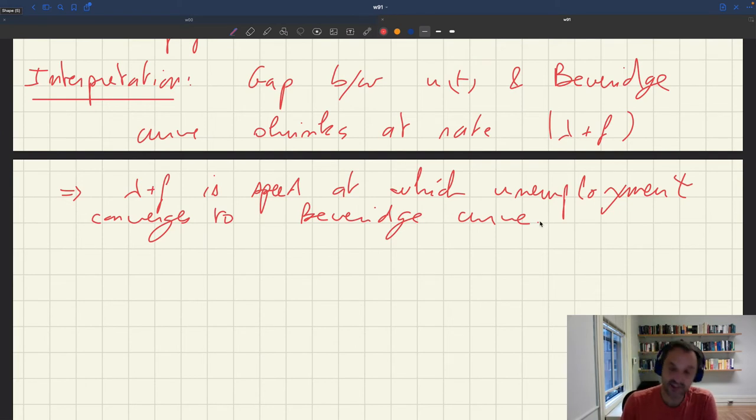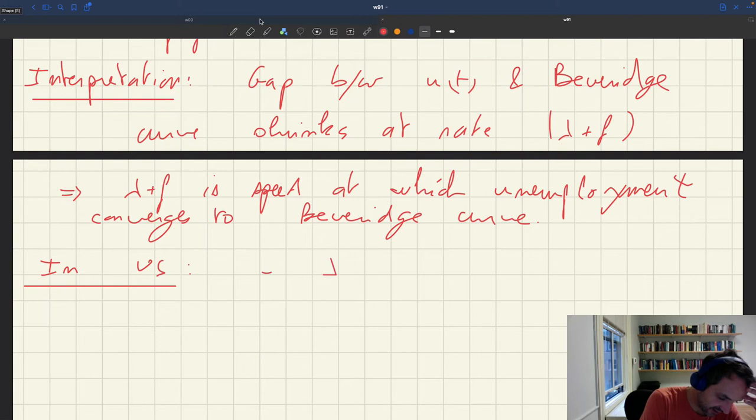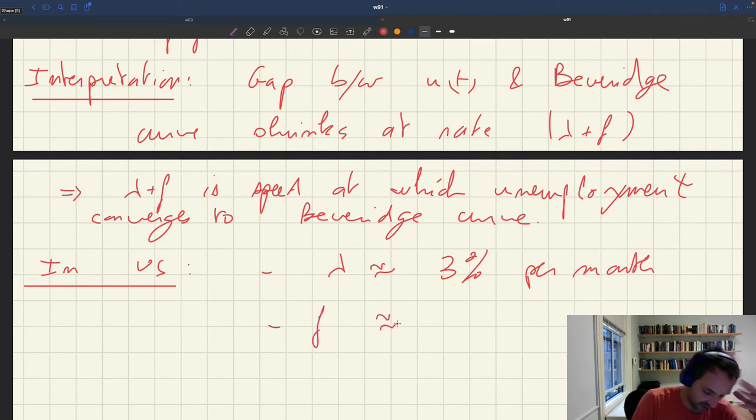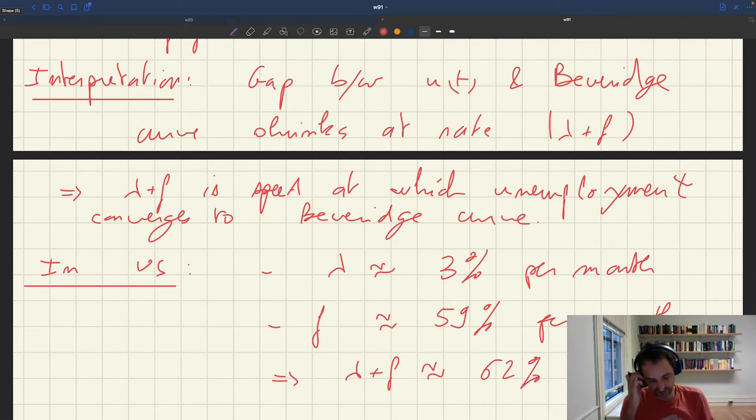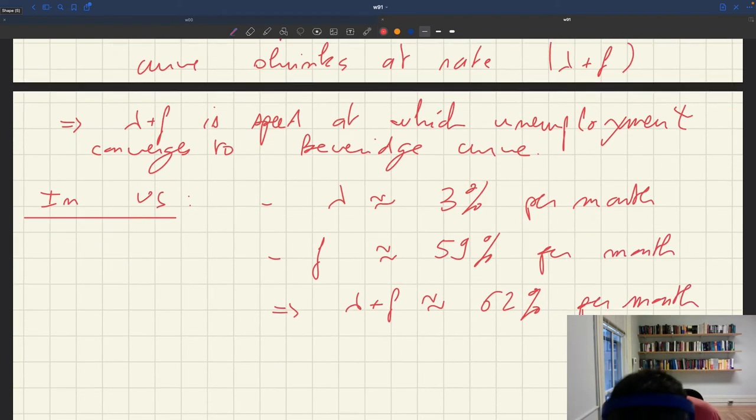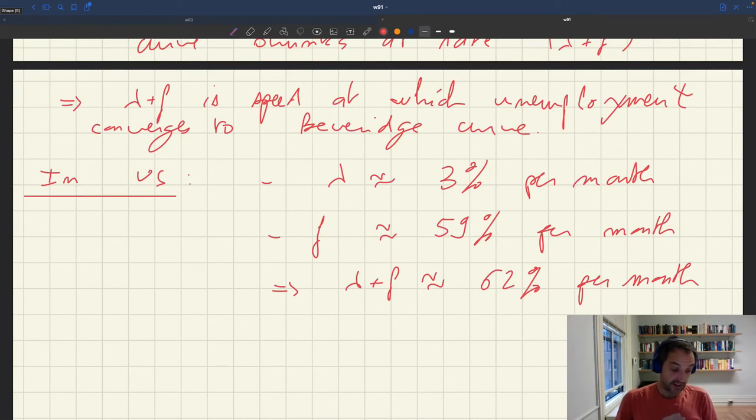So the question is, how big is lambda plus f? What we know is that in the US, roughly lambda is about 3% per month, a little bit more. f is something like 59, I think on average it is 59% per month. So what we get is that lambda plus f is about 62% per month. And so that means that the gap between the unemployment rate and the Beveridge curve is going to shrink very, very quickly.